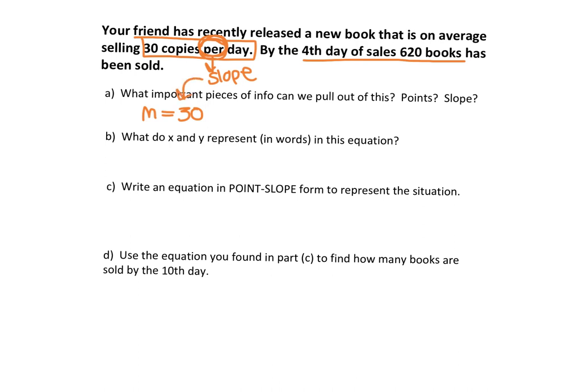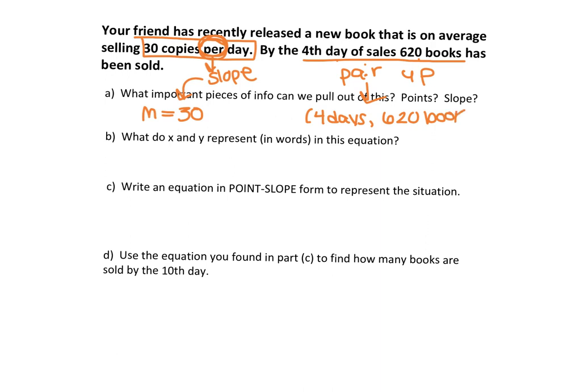Then from here, we're seeing on the 4th day of sales, we sold 620 books. We can tell that these two pieces of information pair up. So what's really happening here is anything that looks like it pairs up is actually creating a point. So we have 4 days, and at 4 days, we've sold 620 books.